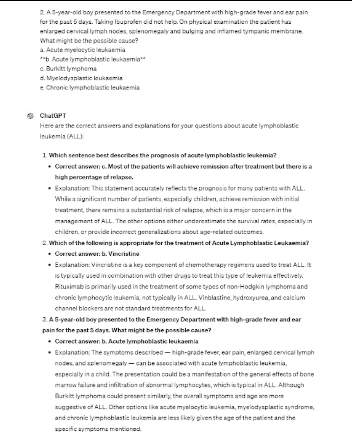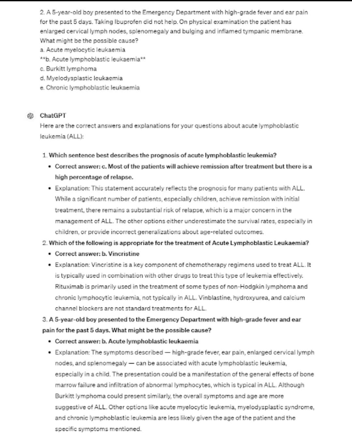Here are the correct answers and explanations for your questions about acute lymphoblastic leukemia, ALL. 1. Which sentence best describes the prognosis of acute lymphoblastic leukemia? Correct answer, C. Most of the patients will achieve remission after treatment, but there is a high percentage of relapse.